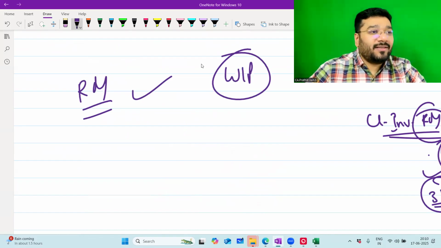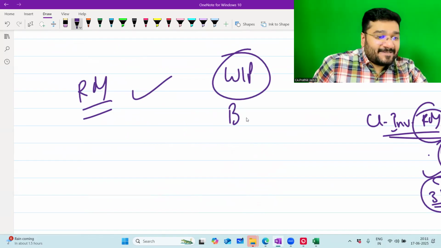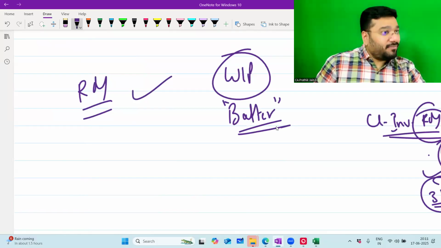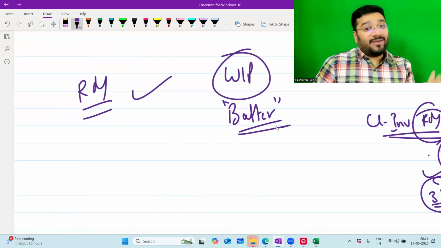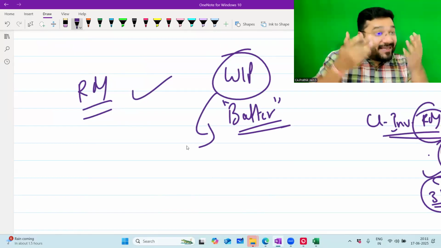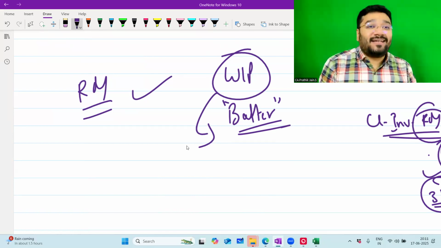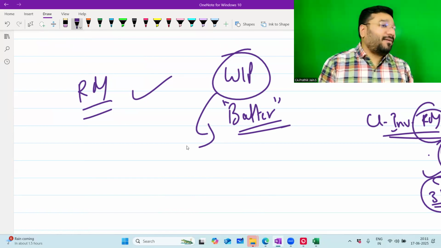The cake is finished goods. In our example, batter is work in progress. That's what WIP is. I am not asking for the full form of WIP. I am telling, in my cake example, what is WIP? Batter.